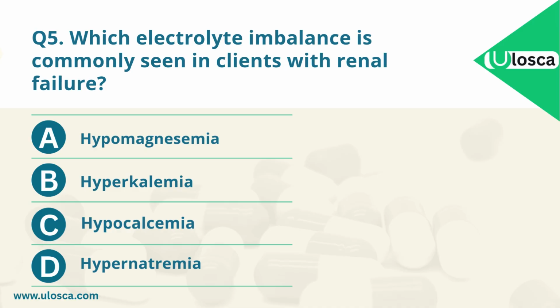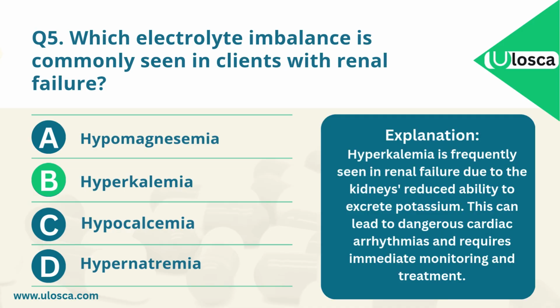The correct answer is B. Hyperkalemia. Explanation. Hyperkalemia is frequently seen in renal failure due to the kidney's reduced ability to excrete potassium. This can lead to dangerous cardiac arrhythmias and requires immediate monitoring and treatment.